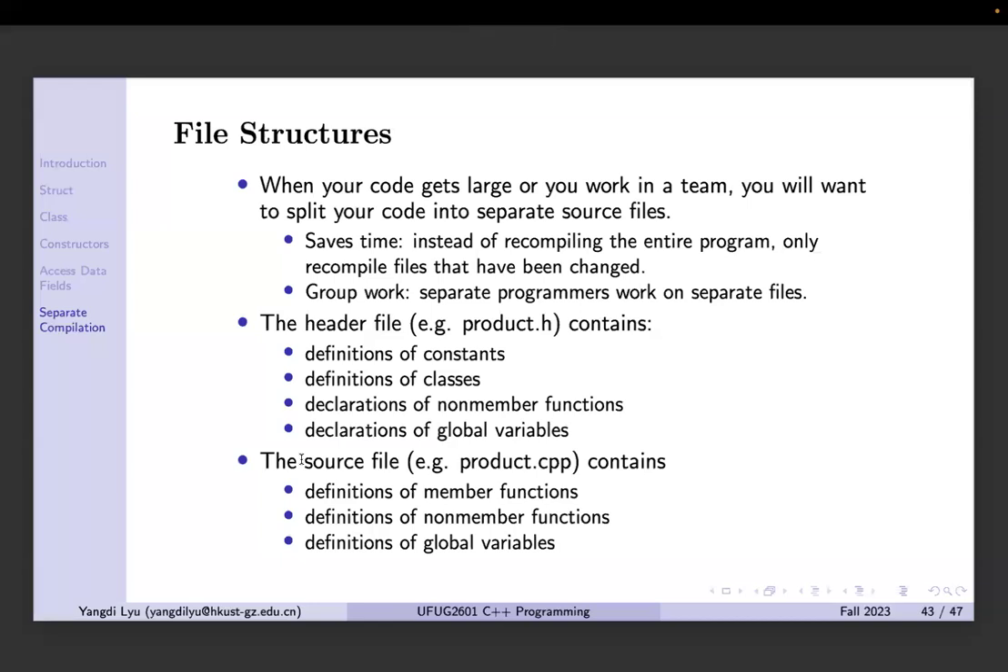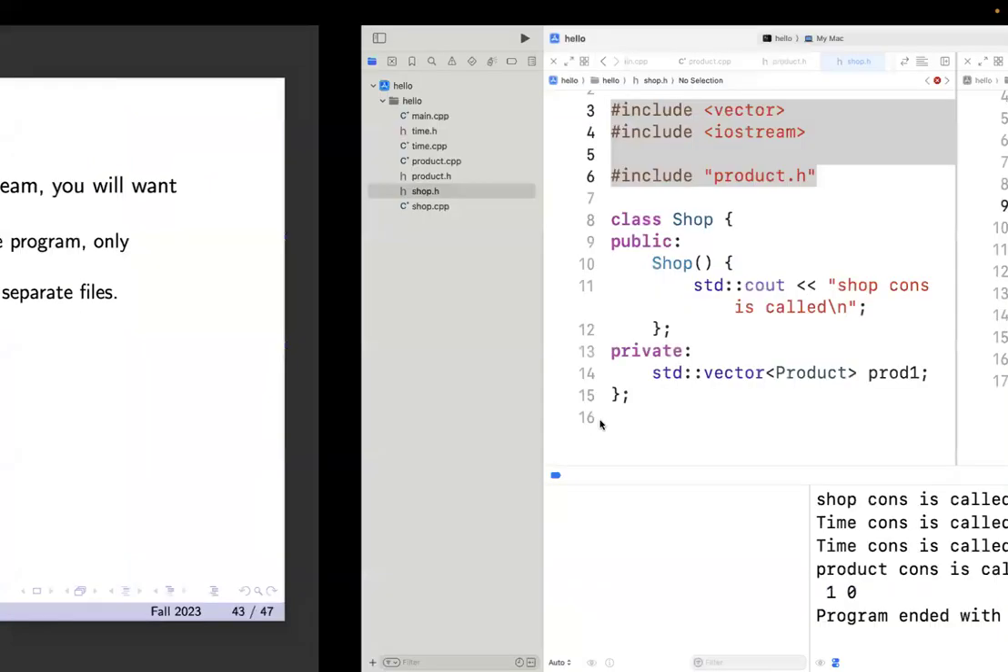And the source file typically contains the definitions, the real implementations of how these functions are implemented, and also the global variables. As you can see, for the global variables, I put a definition here and a declaration there. Let me give you an example.